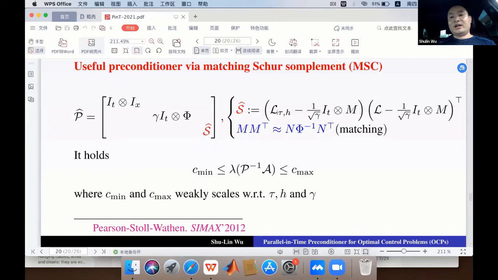For this part, we use a new matrix M. M is designed specially. For this kind of preconditioner, it holds that the eigenvalues of the preconditioned matrix can be bounded by C min and C max. And C min and C max are only weakly scaled with respect to the discretization parameter and the regularization parameter.